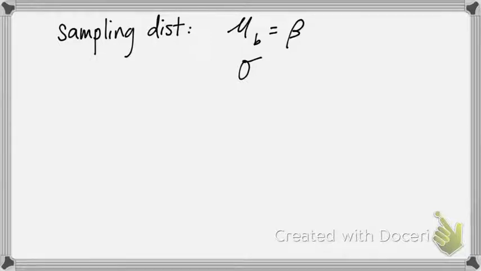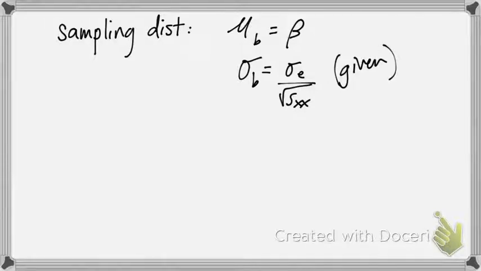SB, right? Let me go back and look. It was sigma of beta, and that will usually be given to you. It's the sigma of the errors over the square root of SXX, but I said you don't have to have that memorized. So that will always be given to you. We don't do a whole lot of sampling distribution stuff in here. Confidence intervals.